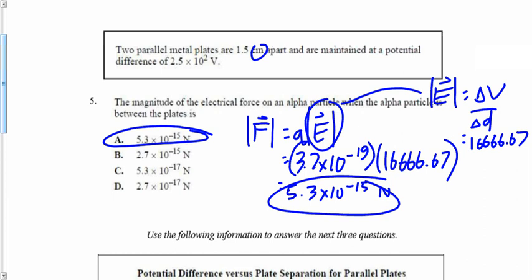Potential difference versus plate separation for parallel plates. The rate of change of potential difference with respect to plate separation. What are we really asking for? The rate of change of the y-axis with respect to the x-axis. One word: slope. We're looking for the slope. Slope is rise over run.